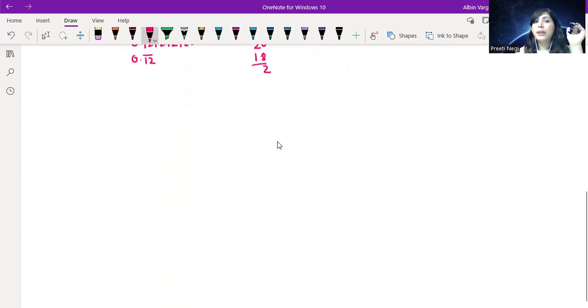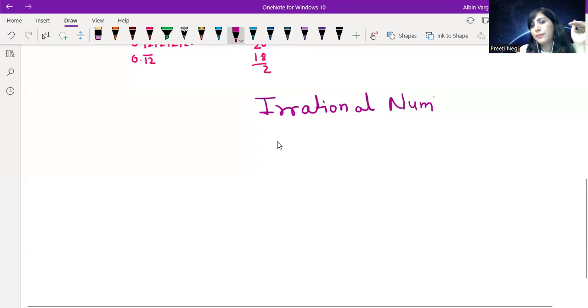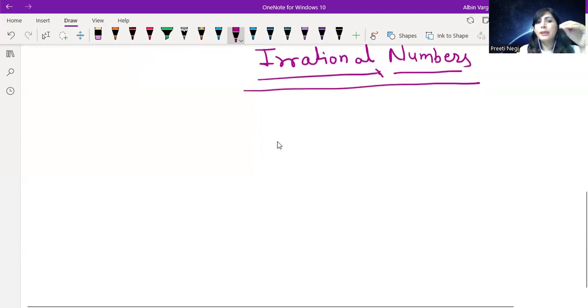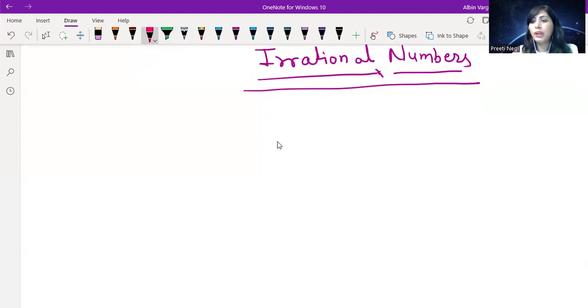Now what about irrational numbers? अब irrational numbers कौन से होते हैं? Irrational numbers जो rational नहीं होते वो irrational numbers हैं. ठीक है? So irrational numbers में एक तो कभी टर्मिनेट नहीं होंगे, नॉन टर्मिनेटिंग होंगे और रिपीट भी नहीं होंगे. So non-terminating and non-repeating numbers are called irrational numbers, right?